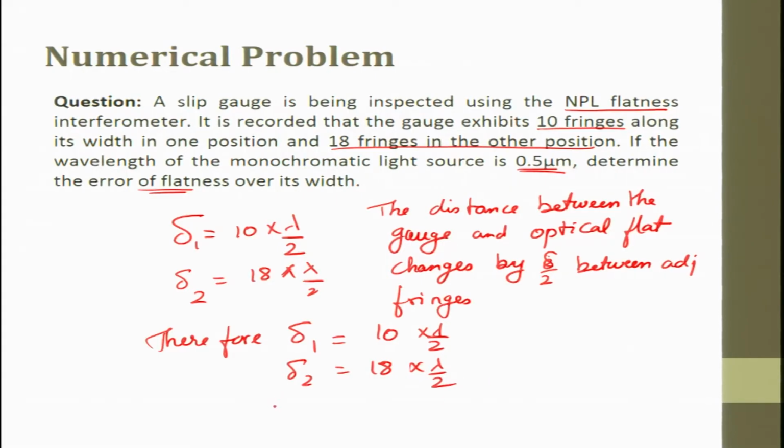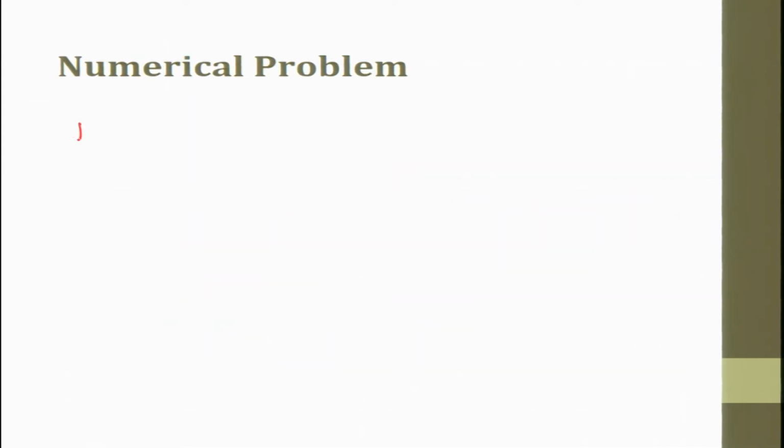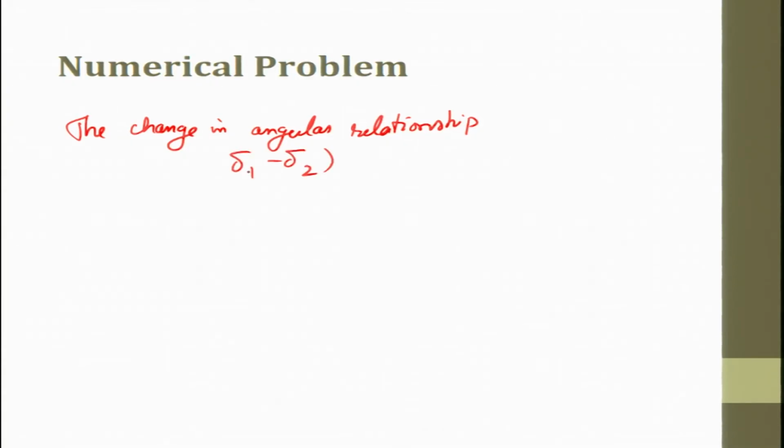Now, del 1 minus del 2 will be equal to 8 into lambda by 2. So, the change in angular relationship is del 1 minus del 2, which is 8 into lambda by 2.